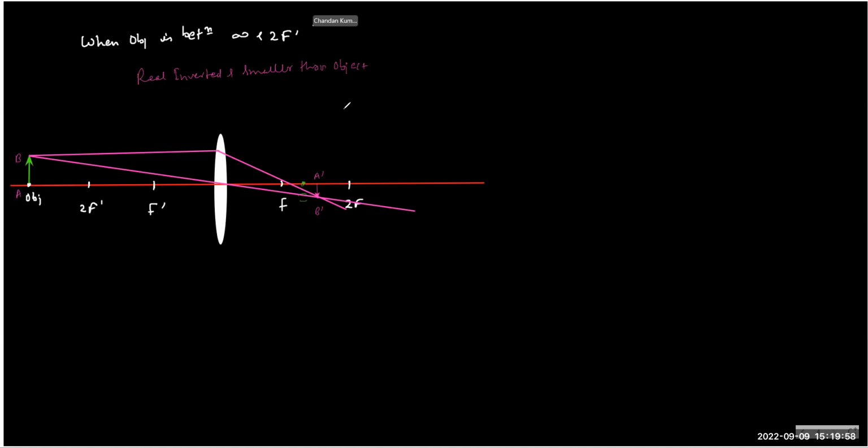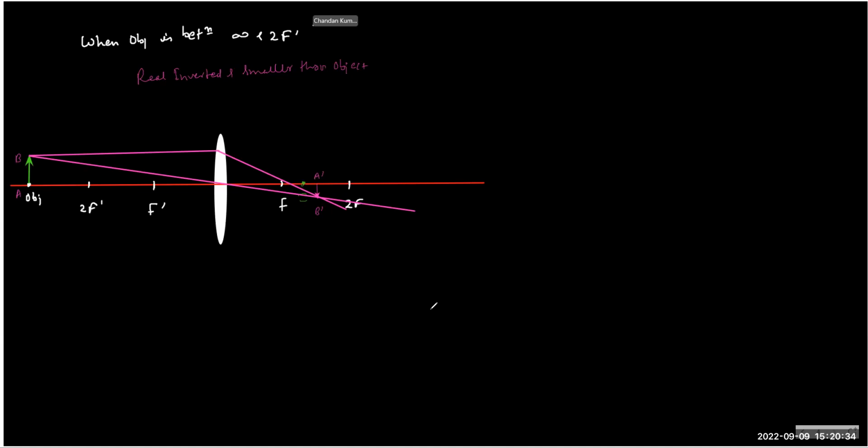And then the next will be, if you come at f dash, which is the principal secondary focus, the image will go to infinity. Because that is the principal secondary focus, light rays coming from f dash will become parallel to the principal axis. So the size will be large, you can call it infinite.